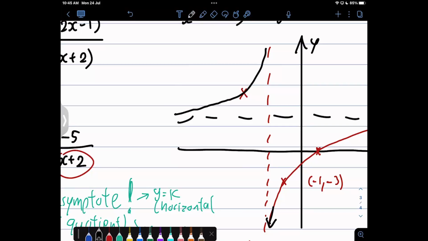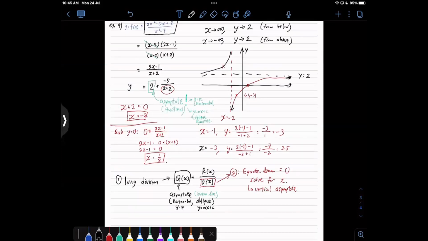Can you see that? There's only one way. Okay, good. So you don't need to know the even and odd idea. Just plot a point.